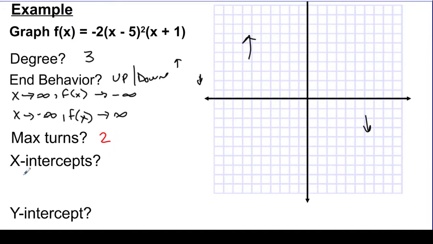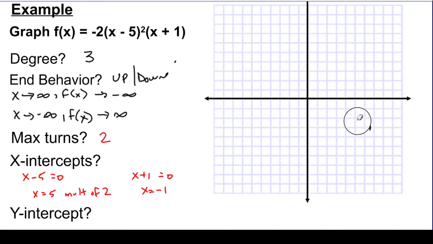Okay, my x-intercepts, I'm going to say when x minus 5 equals 0 and when x plus 1 equals 0, those are my factors. They're each going to contribute to 0. I end up with 2 x-intercepts. My x-intercepts are at x equals 5 with a multiplicity of 2, and x equals negative 1 has a multiplicity of 1, which means we don't need to make any statement about it.